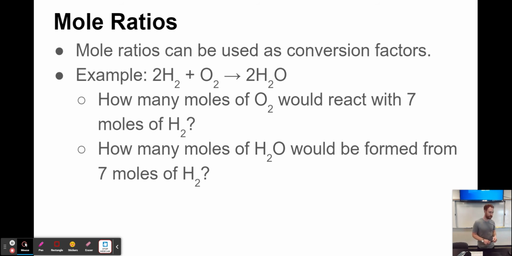So for example, let's say that you had 7 moles of hydrogen, H2, and you want to know how many moles of oxygen you should react with that 7 moles of H2 so that it all reacts and makes H2O.